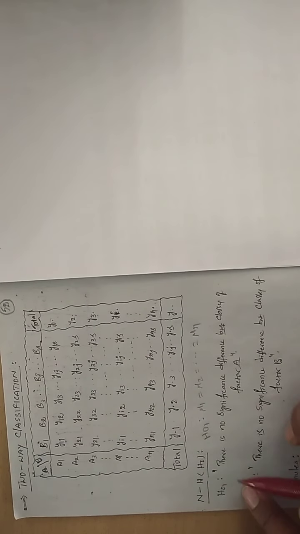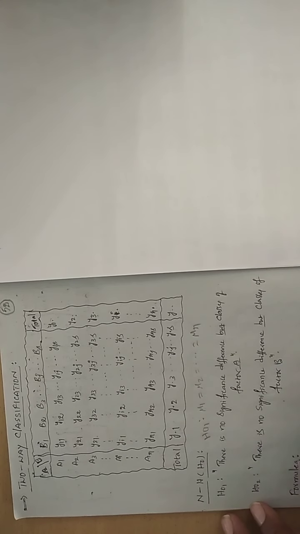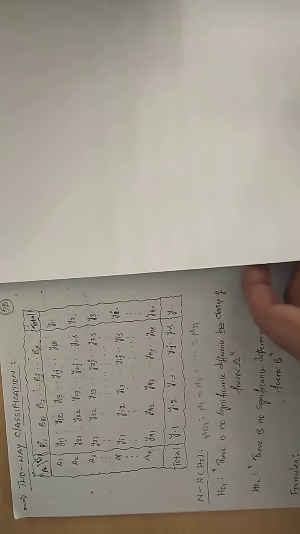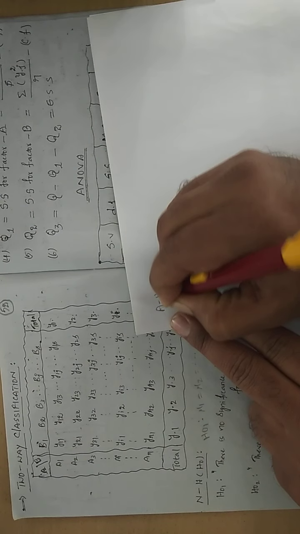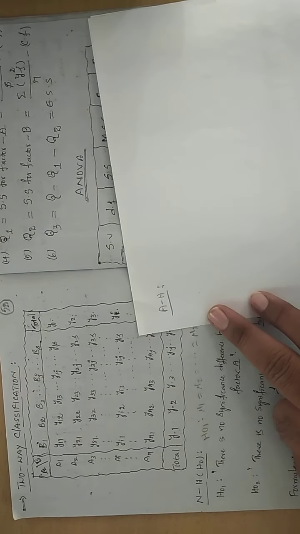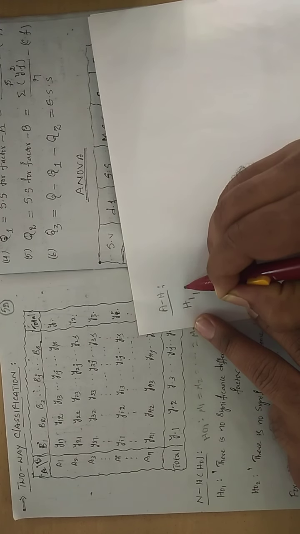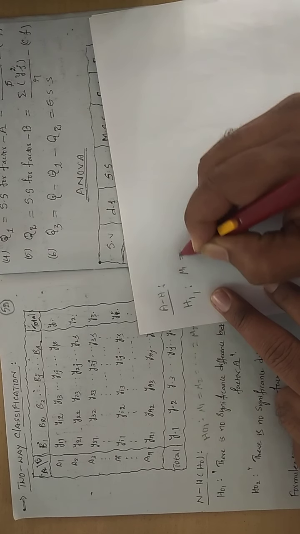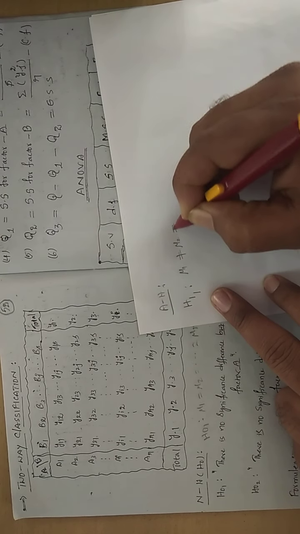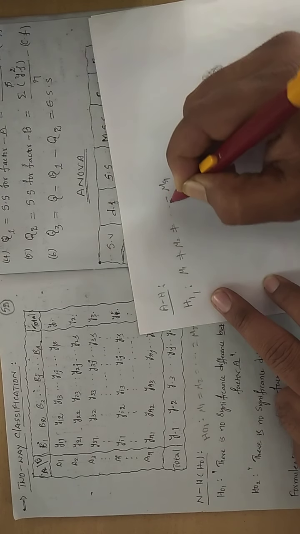Same way, how do you write the alternate hypothesis in terms of notations? So I am writing here the alternate hypothesis, first alternate hypothesis H11. How do you write? mu1 is not equal to mu2 is not equal to dash dash mu r, not equal to mu r.